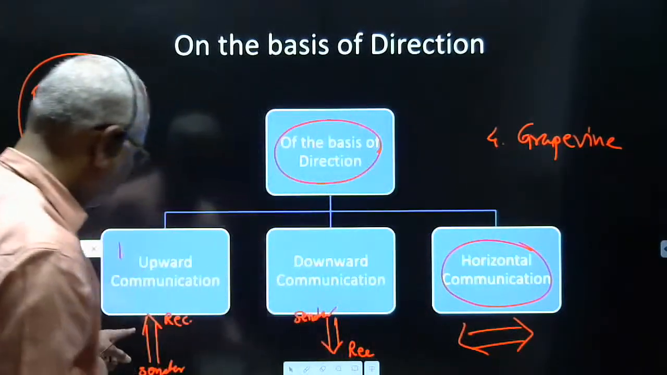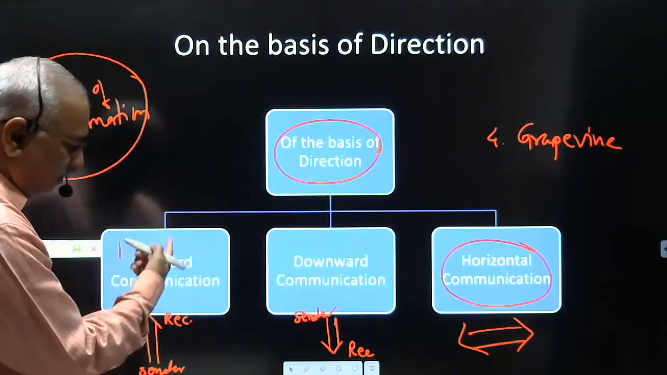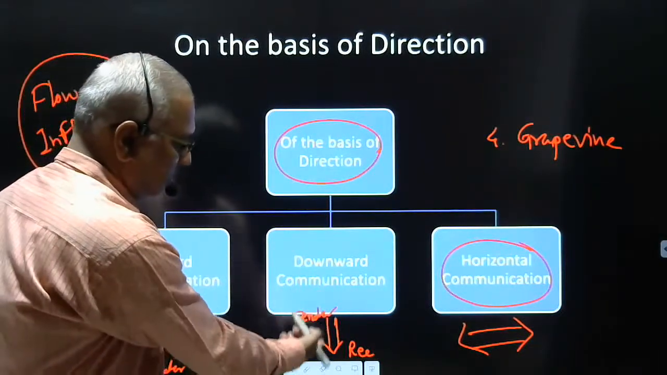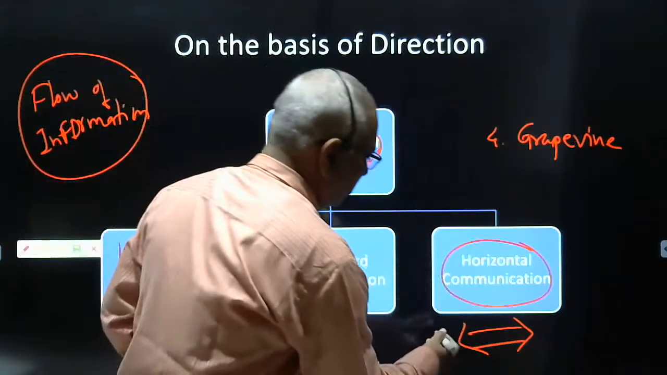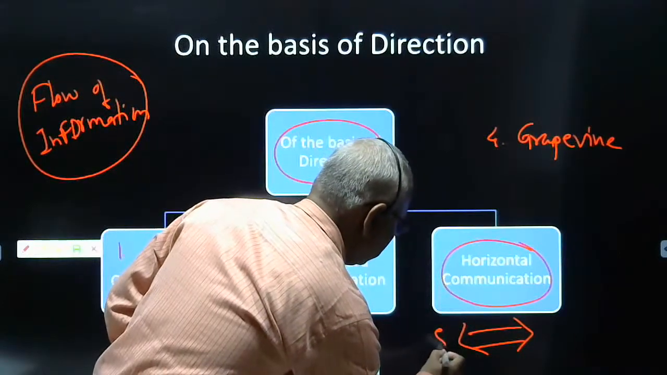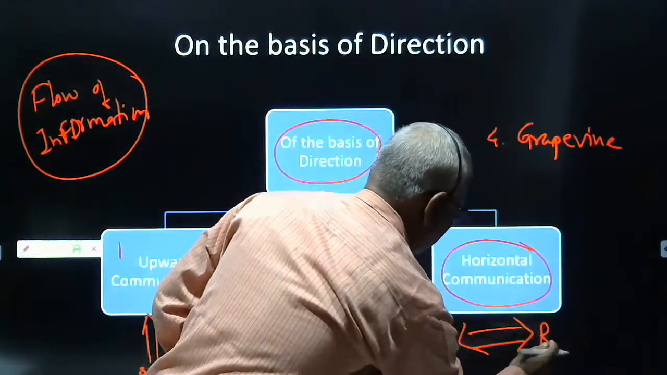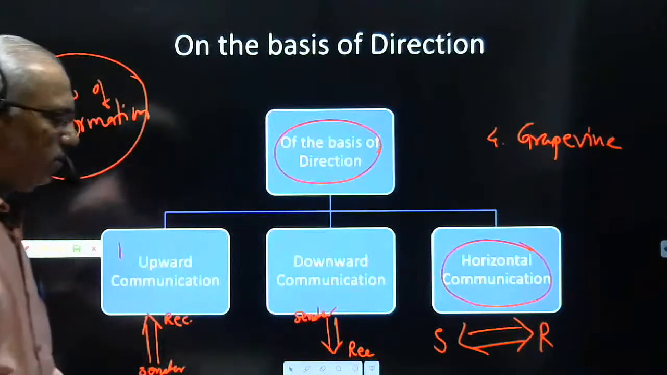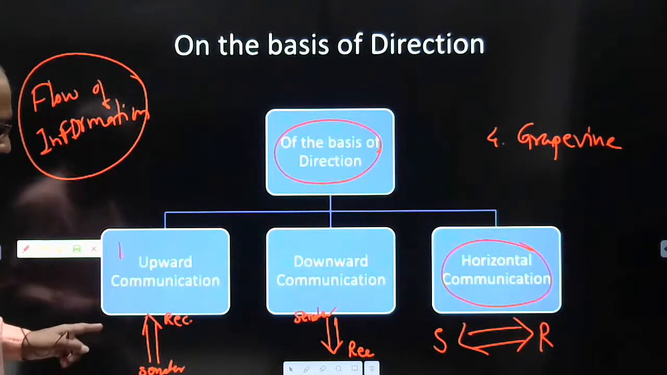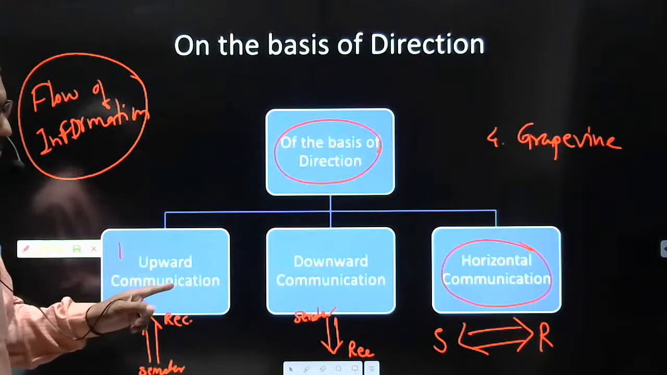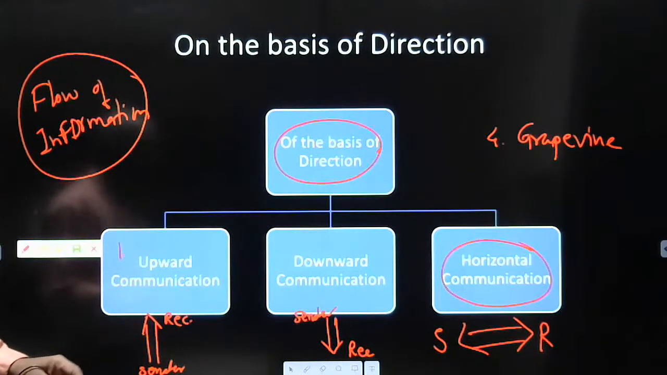These are the one-way communications. Upward communication is one-way communication. Downward communication is one-way communication. But horizontal is two-way, and the sender is here and the receiver is here, and both have equal authority and equal status. So these are the three types of communication. I will give you examples and then you will understand it.